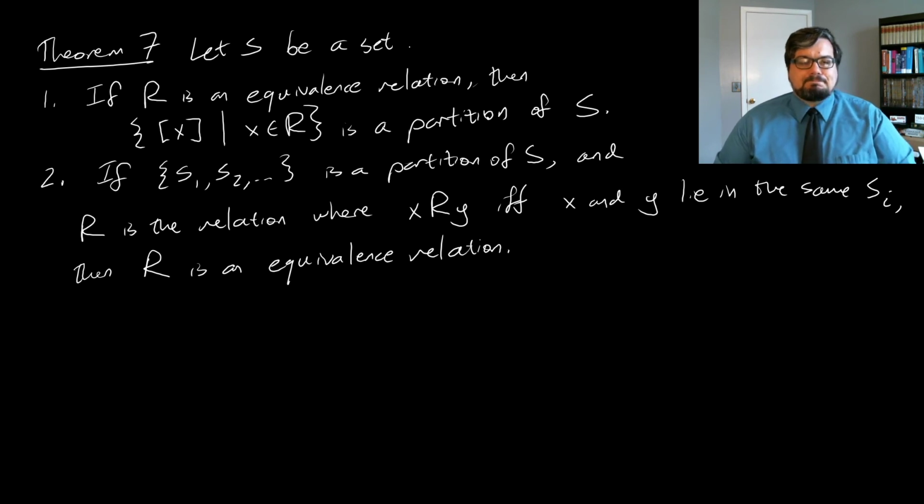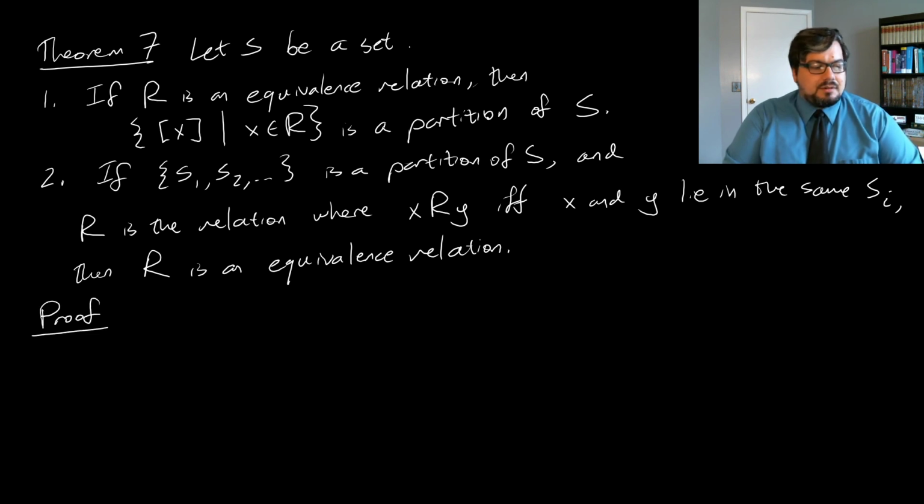So defining an equivalence relation defines a partition. Defining a partition defines an equivalence relation. And if you start on either side of this and go to the other one and go back, then you get back exactly what you started. So let's look at the proof of this also.